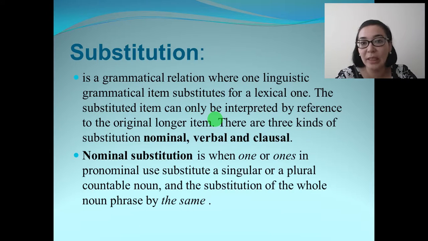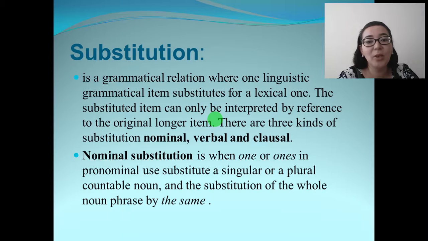So, substitution. What is substitution itself? Substitution is a grammatical relation where one grammatical item substitutes for a lexical one. The substituted item can only be interpreted by reference to the original longer item. There are three kinds of substitution. They are nominal, verbal, and clausal.